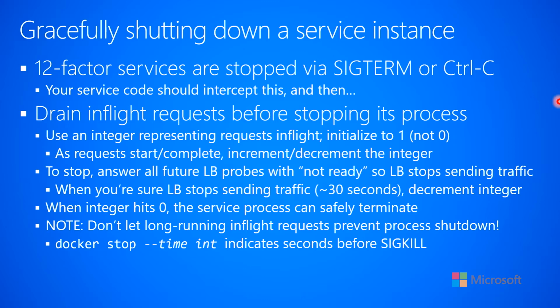Then to stop, when you want your service to come down, you have to answer all future load balancer probes with a not-ready response so that the load balancer will stop sending traffic. Earlier in the course, I talked about how the load balancer sends a probe about every 15 seconds. It's usually configurable, but 15 seconds is typical. If your service is responding with HTTP 200 responses, then the load balancer will keep sending you traffic. But if you know you want your process instance to go down, then start responding to the load balancer with some other code instead of HTTP 200. Now the load balancer will stop sending you traffic.